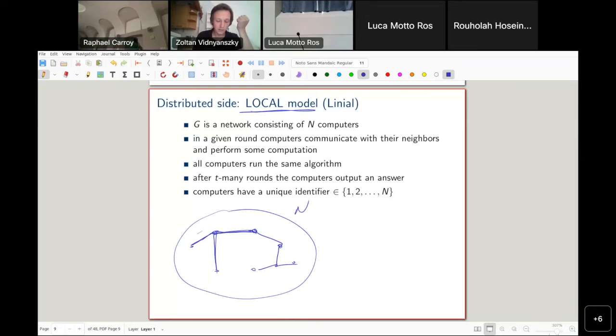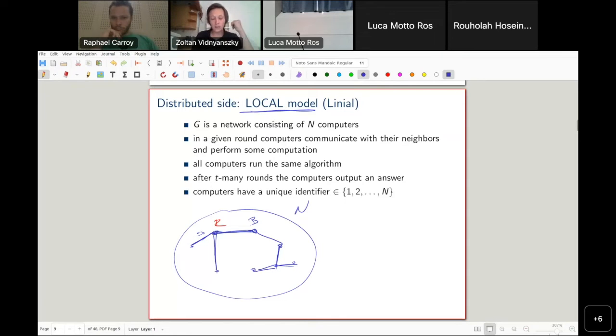Okay, so you can send some messages back and forth, and do some computation. And after some rounds, you have to decide on the output of this algorithm. So for example, a typical problem you want to solve in graph theoretic problems is coloring, right? After some rounds, this computer must say, "my color is red," and this computer must say, "my color is blue," etc., and you want to solve the problem.